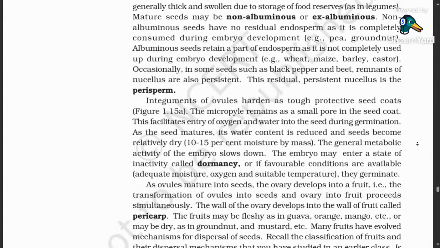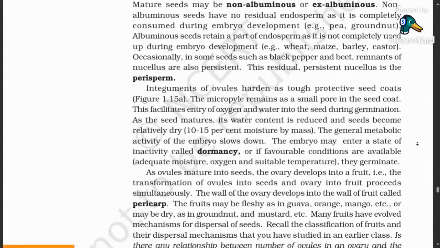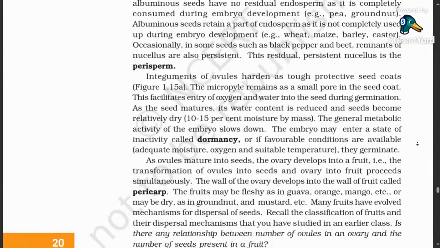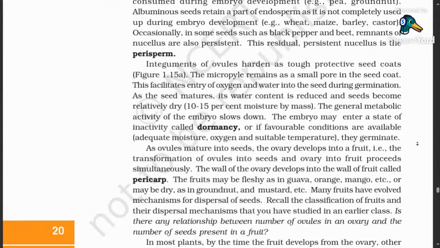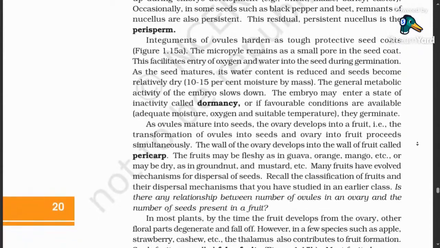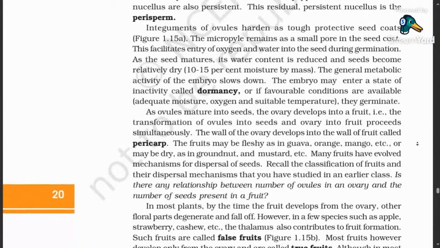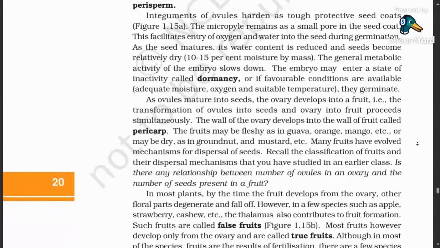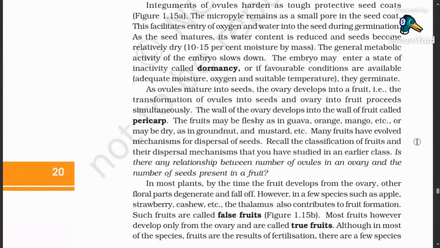Occasionally, in some seeds such as black pepper and beet, remnants of nucellus are also present. This residual persistent nucellus is the perisperm. Integuments of ovules harden as tough protective seed coats. In Figure 1.15a, the micropyle remains as a small pore in the seed coat. This facilitates entry of oxygen and water into the seed during germination.